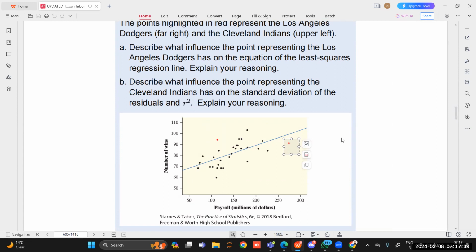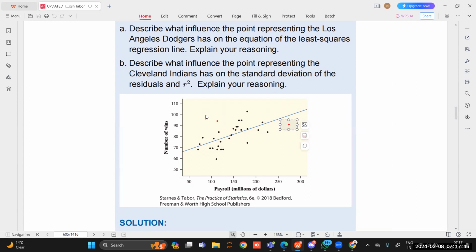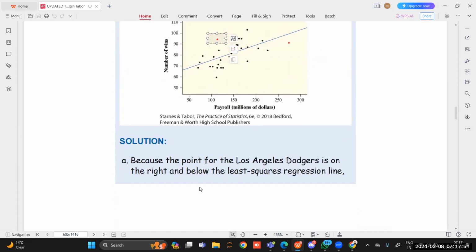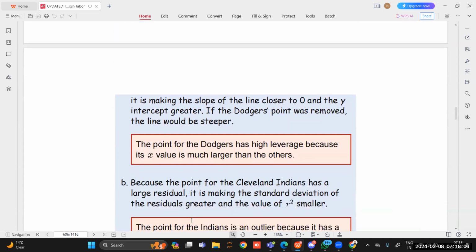Yes. Okay, so this point will be high leverage and this point will be an outlier. Yes or no? Because the point for the Los Angeles Dodgers is on the right and below the least squares regression line. It is making the slope of the line closer to zero and the y-intercept greater. If the Dodgers point was removed, the line would be steeper. So we can conclude that this will be a high leverage point.